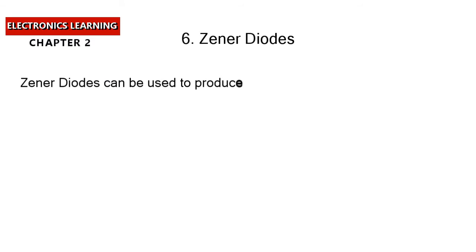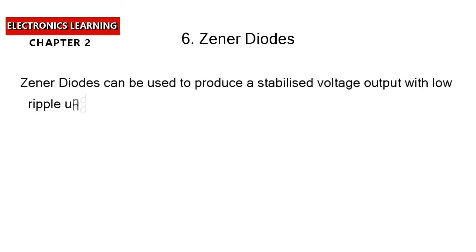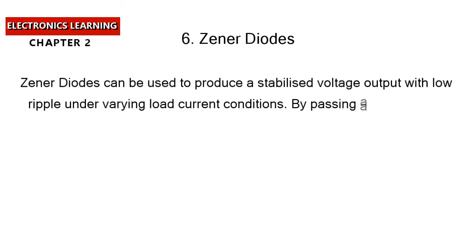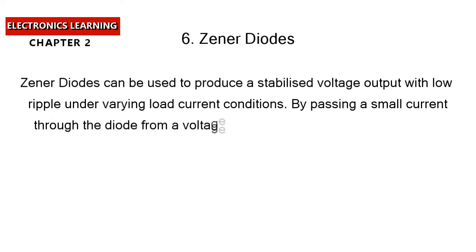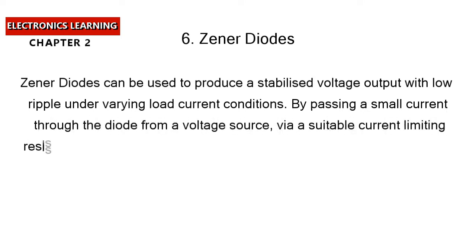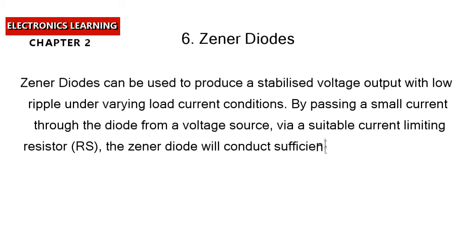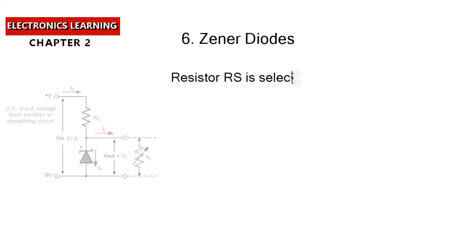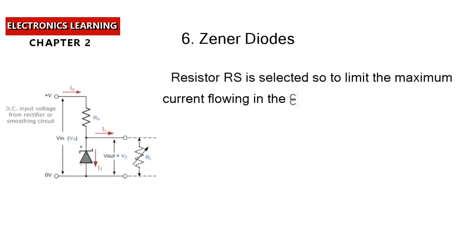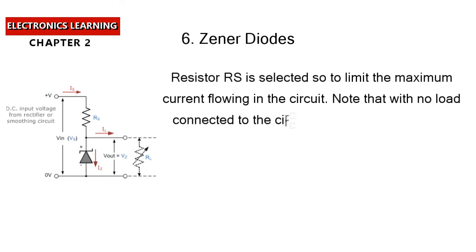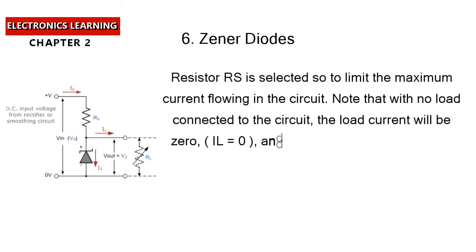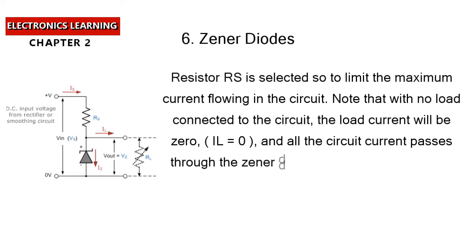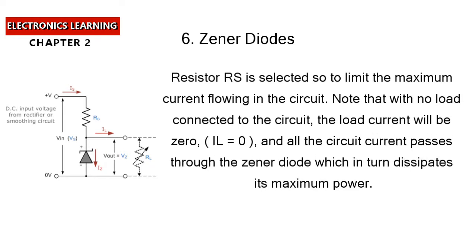Zener diodes can be used to produce a stabilized voltage output with low ripple under varying load current conditions. By passing a small current through the diode from a voltage source, via a suitable current limiting resistor, RS, the Zener diode will conduct sufficient current to maintain a voltage drop. Resistor RS is selected so as to limit the maximum current flowing in the circuit. Note that with no load connected to the circuit, the load current will be zero, and all the circuit current passes through the Zener diode, which in turn dissipates its maximum power.